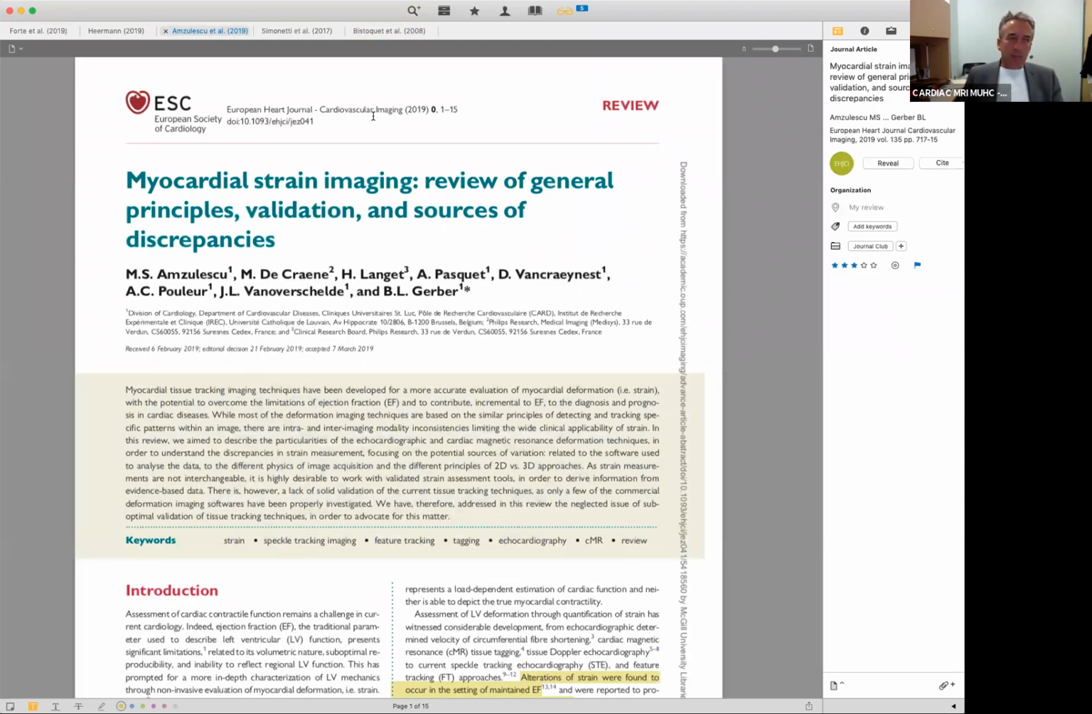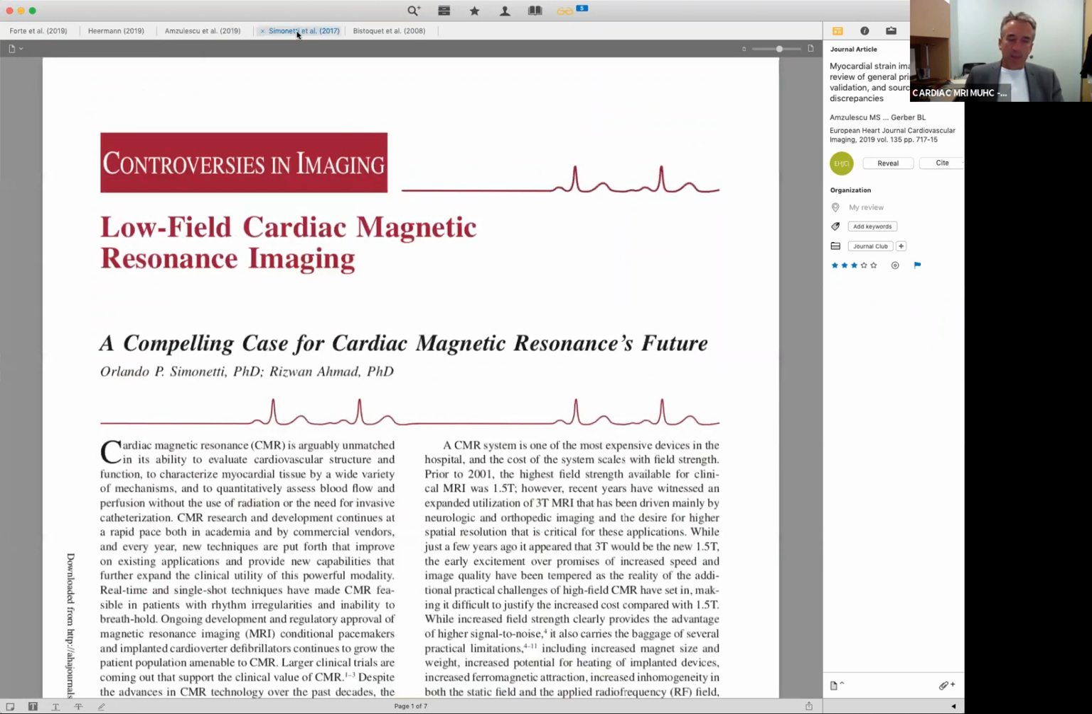So I would clearly not go for tagging, and not go for speckle tracking, because while speckle tracking is looking more at the circumferential, the reproducibility, especially if you do it before and after PCI, I don't think would be good enough.